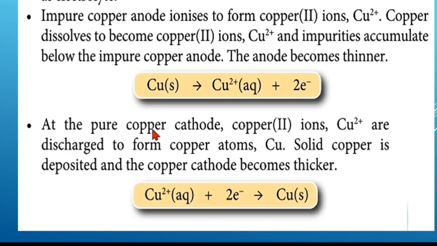So, at the pure copper cathode, di cathode yang kita letak pure copper tadi, the copper(II) ions are discharged to form copper atom Cu. Okay, so now solid copper is deposited and the copper cathode will become thicker. So di situ kita telah purify yang impure copper kepada pure copper.